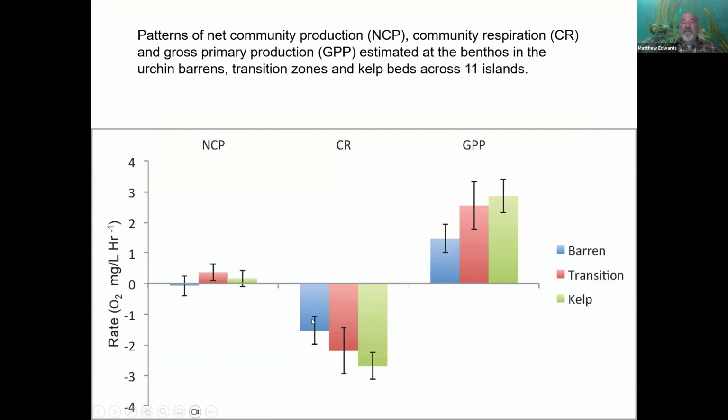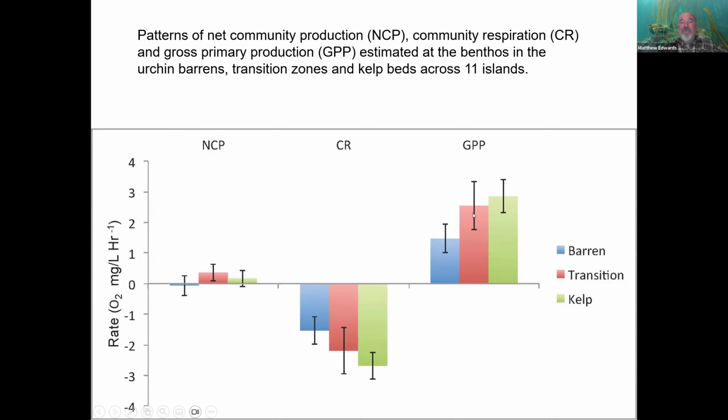But if we look at community respiration, which is going negative because respiration is sucking up oxygen, we see the kelp forests have the highest respiration. There's all that huge kelp biomass and all the invertebrates in there that are respiring. And the barren grounds have the lowest respiration. And then we balance community respiration and production, and we look at gross primary production. This is how much oxygen is actually being produced when you take into account respiration. We actually do see that the kelp forests had the highest gross primary production, and the barren grounds had the least amount.